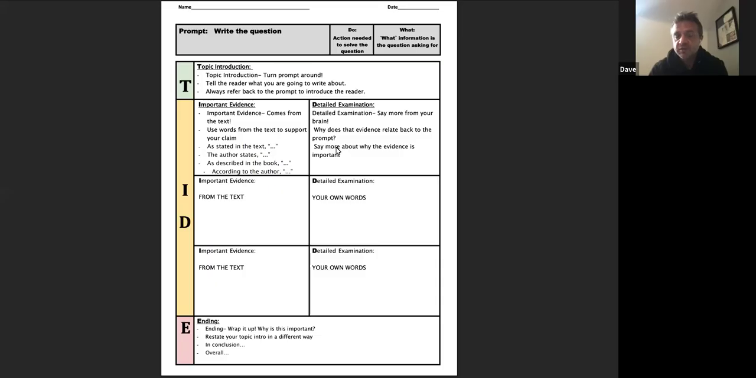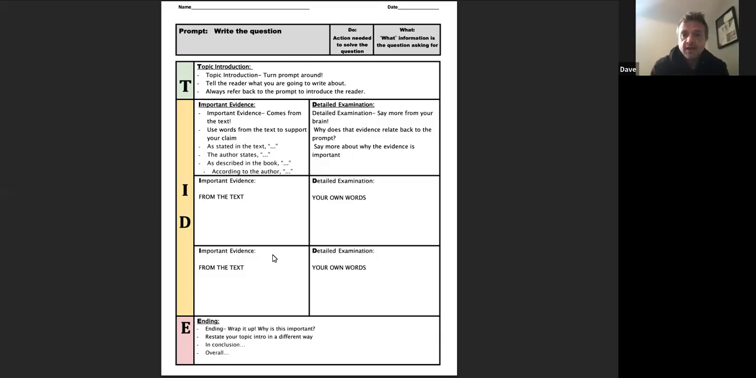Remember, explanation you have to do. You have to explain that evidence to me or the reader. The evidence is from the book. You don't have to explain anything. You just have to find it. Now we have 1, 2, 3 boxes for important evidence. If you remember, for now, that's 1, 2, 3 sentences.